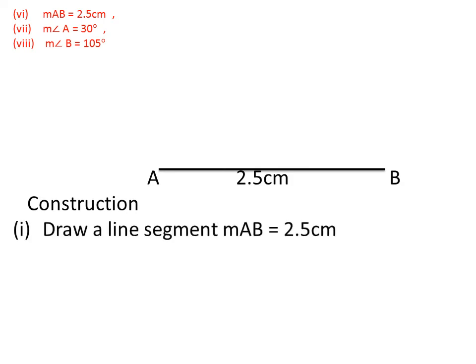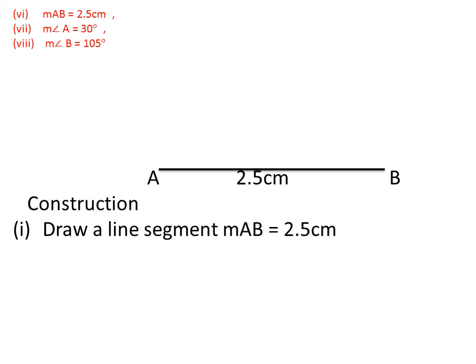In this triangle, one side and two angles are given, which are measure AB equal to 2.5 centimeter, measure angle A equal to 30 degree, and measure angle B equal to 105 degree. We have to construct a triangle ABC. First of all, draw a line segment AB, which is 2.5 centimeter. For this, we can write a statement: draw a line segment measure AB equal to 2.5 centimeter.